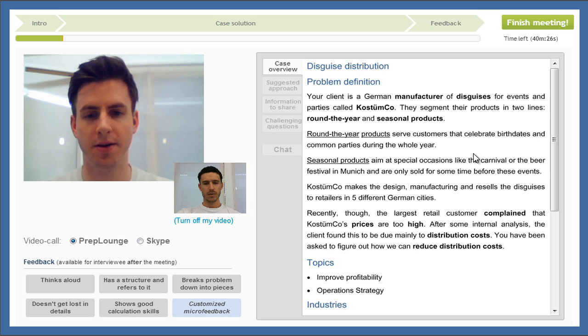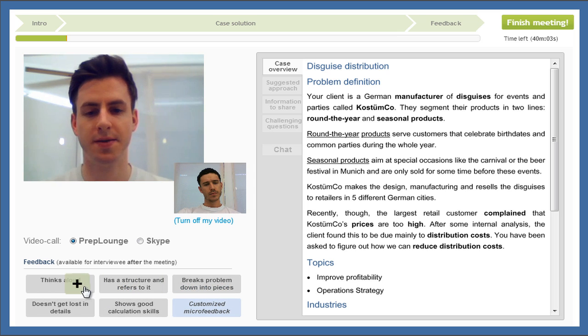Okay. Thanks. I think I got the essentials. So our client manufactures disguises and distributes them to retailers in 5 German cities. Correct. And one of them has complained about high prices, and our client thinks that the high prices are driven by high distribution costs. Correct? Correct, yeah.